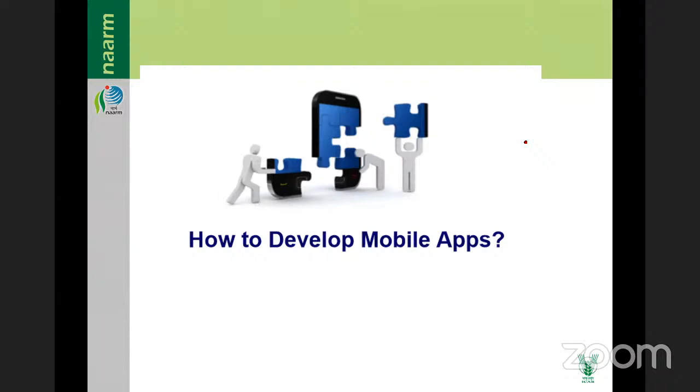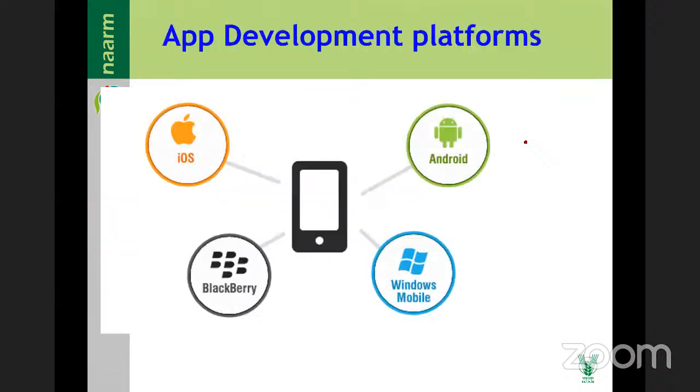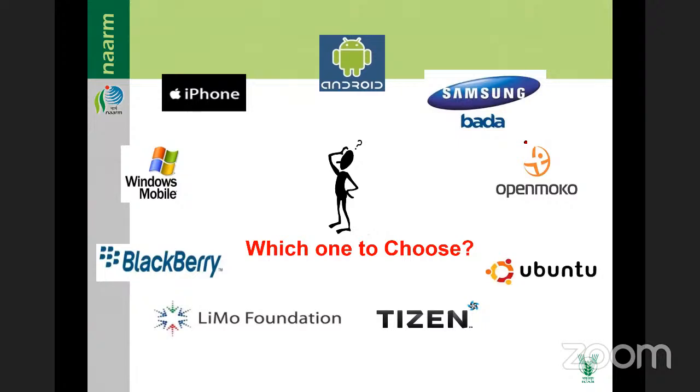How to develop mobile apps. There are different types of things. There are different operating systems: iOS, Android, BlackBerry, Windows Mobile. So different types of app platforms are there. We can develop for iPhone, Android, Samsung, Open Mako, Ubuntu, Tizen.